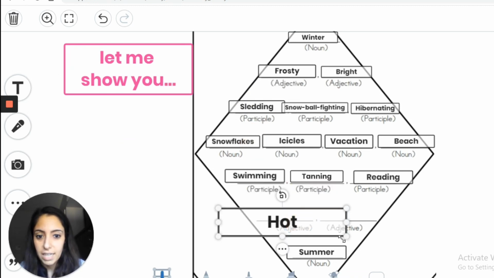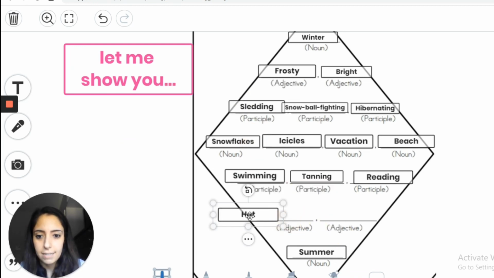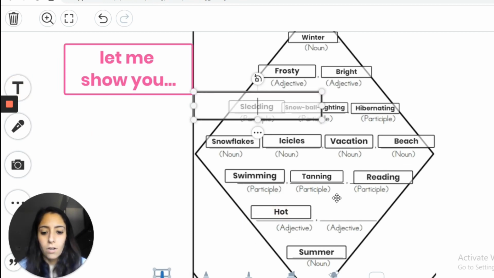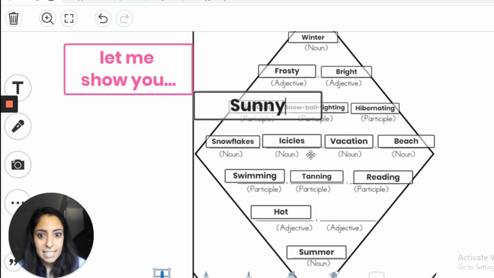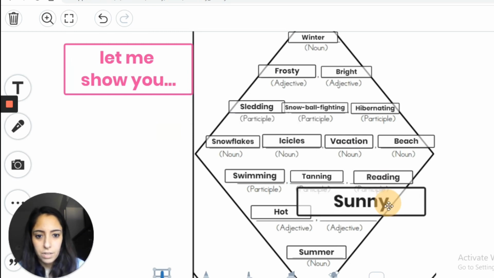which again, if you notice, is like all of these things are opposites, right? So hot is the opposite of frosty that we picked out. And also, hopefully, usually a lot, it's sunny. Another word that describes.